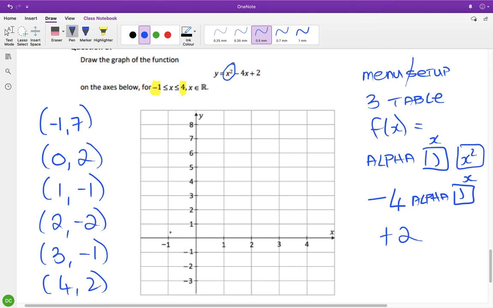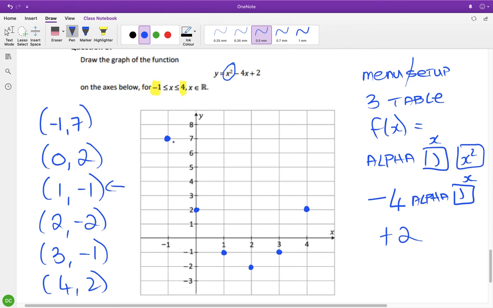Alright, so I'm going to throw these in. So minus 1, 7 goes here. 0 means go nowhere left and right, and then the 2 means go up 2. Back to the center, I'm on this one. So I need to go right 1 and down 1. There you go. This one here, I need to go right 2 and down 2. This one, I go right 3 and down 1. And then this one, I go right 4 and up 2.